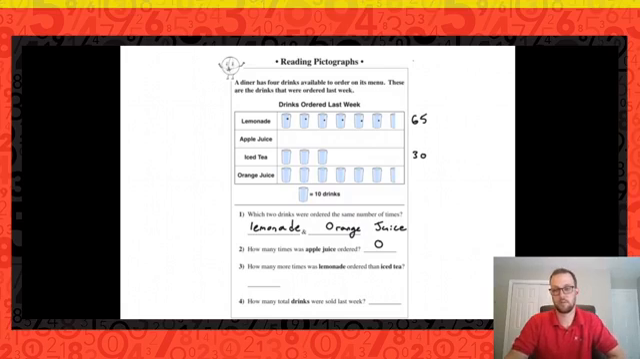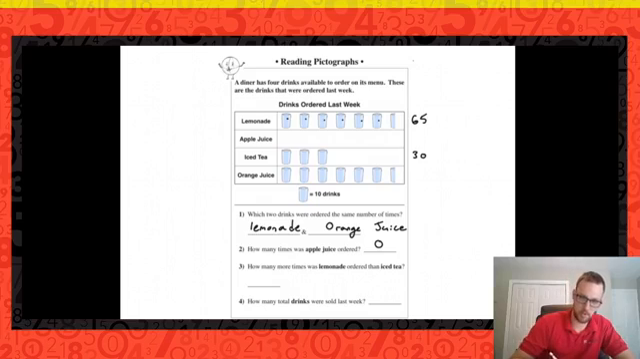So who can tell me how many more times lemonade was ordered than iced tea? So we need to figure out the difference between 65 and 30. Nice job, 35. You guys are very sharp.